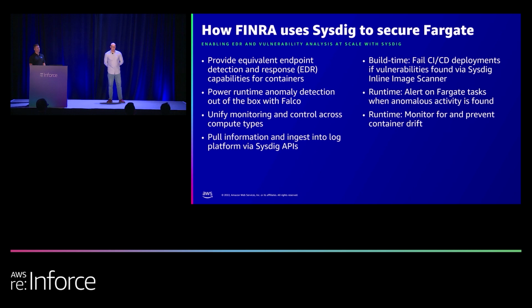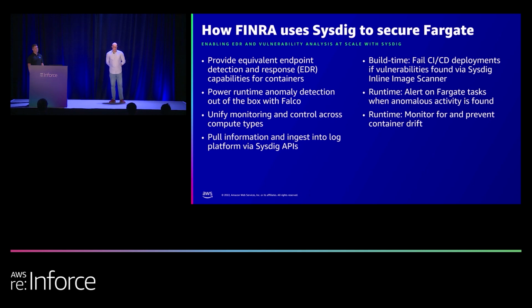So during runtime, we can alert on Fargate tasks when anomalous activity is found, such as let's say somebody decides they want to do some crypto mining in a Fargate task. Sysdig will detect that, and we have the option to either alert on that or stop the activity altogether. You can stop the activity by killing the process or shutting down the network or various other mitigations.